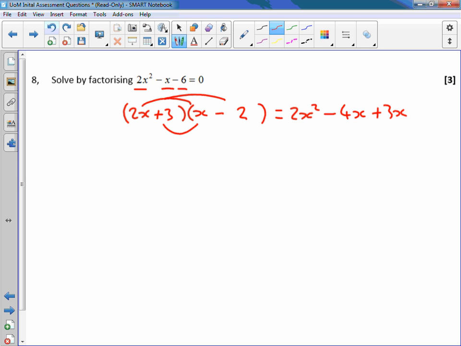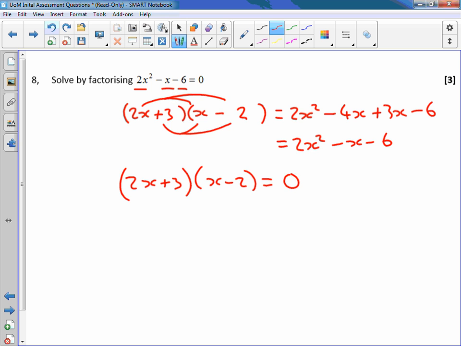So minus 4x plus 3x is minus x. And plus 3 times minus 2 is minus 6. Superb. We're there. 2x squared minus x minus 6. So that means we have 2x plus 3 times x minus 2 is equal to 0. So what does that mean? It means that either that has to equal 0, so that means x is going to be minus 3 over 2.